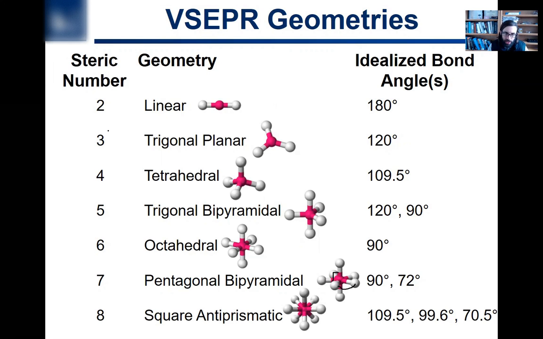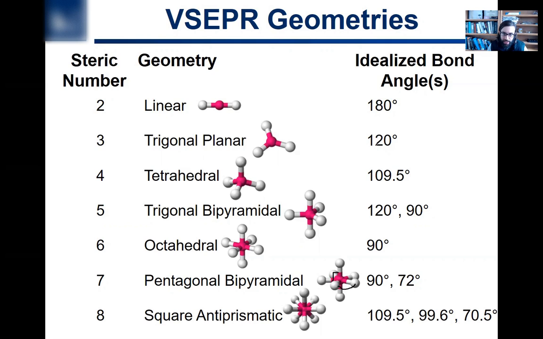And with steric number 3, when you have 3 things attached to a central atom, be it lone pairs or atoms, that's going to be a trigonal planar structure. So it's basically a triangle, which is why you get 120 degrees, 360 divided by 3. That's the maximum distance you can put things.